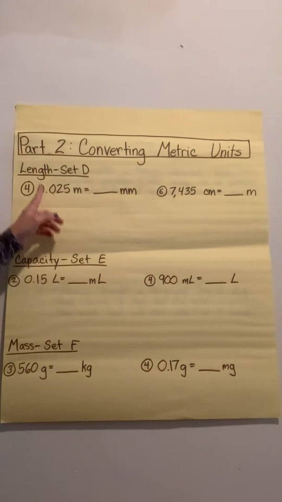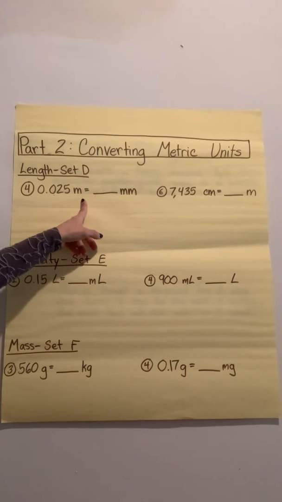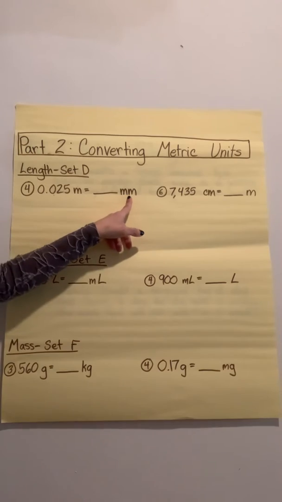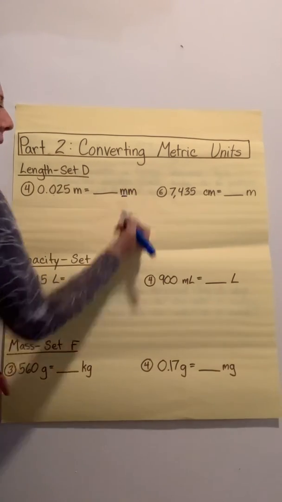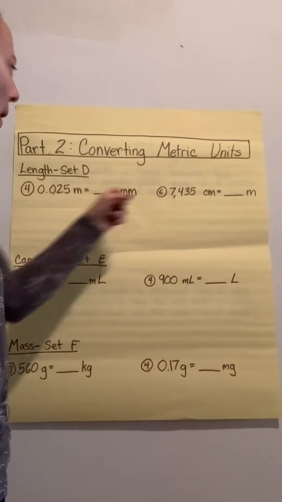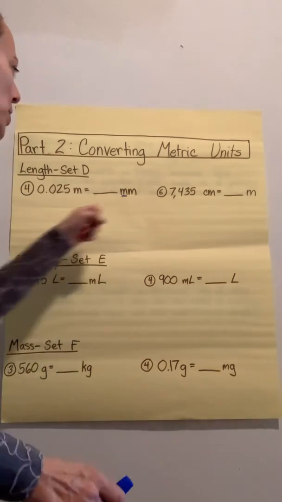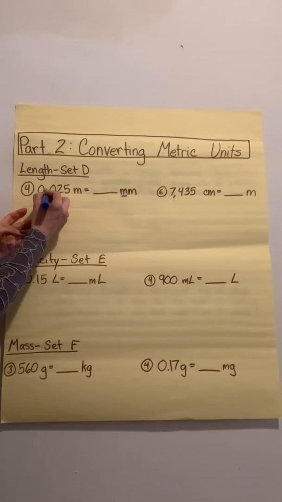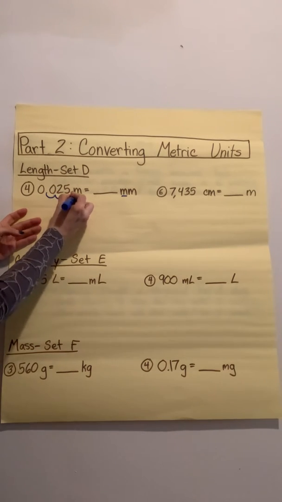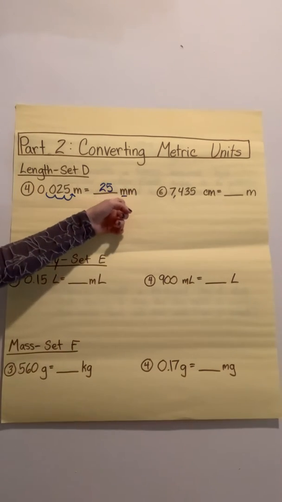So if I look at my first set, set D is length. Okay. I've got meters, 0.025, and I'm trying to go to millimeters. I know that milli always means 1,000, and it's a small unit. So I'm going from a big unit to a smaller unit. I have to multiply, and I have to multiply by 1,000, which really means just moving my decimal point 1, 2, 3 places bigger. So 25 millimeters would be my answer.